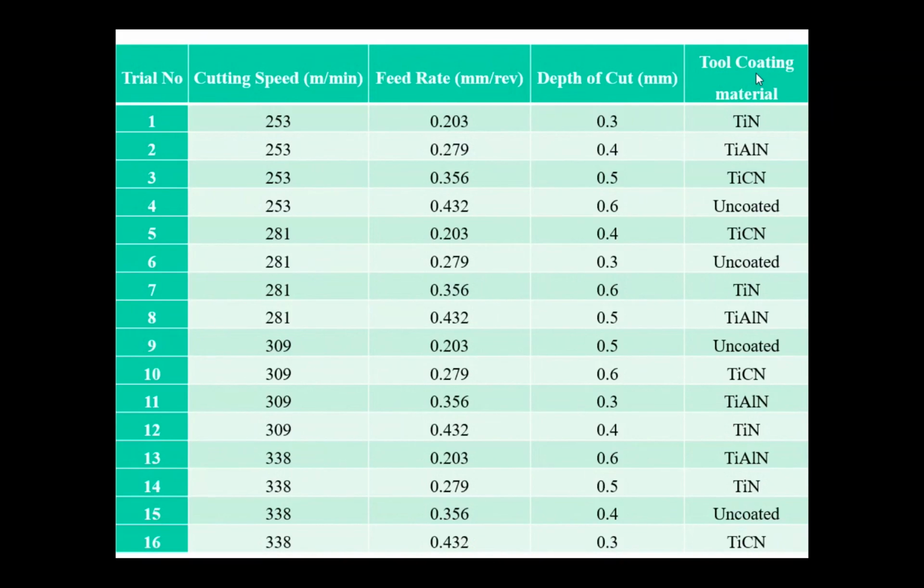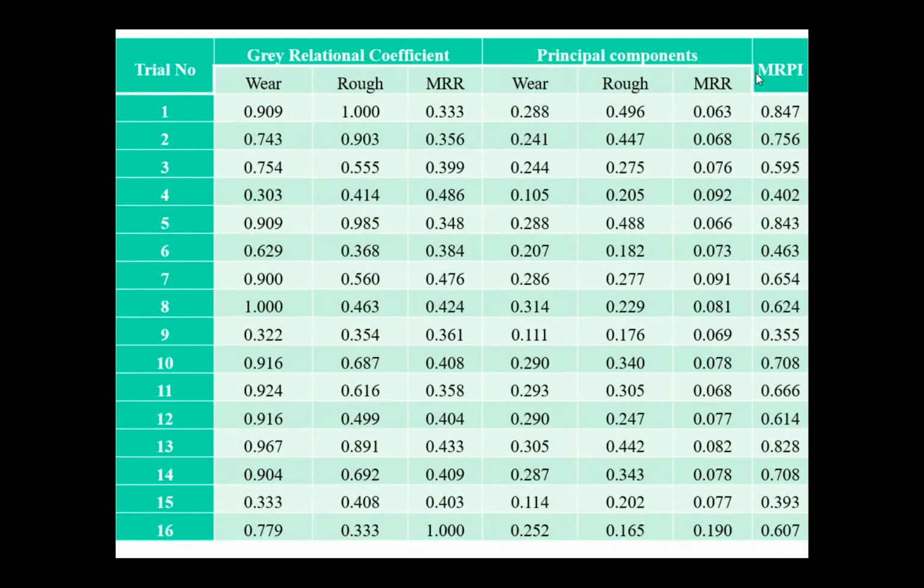Based on this, experiments were conducted, and then the outputs were recorded. And then we are going to determine the gray relational coefficient as per the gray relational approach, and then I am going to incorporate the principal component in this so that I can determine the MRPI. The MRPI is nothing but the multi-response performance index.